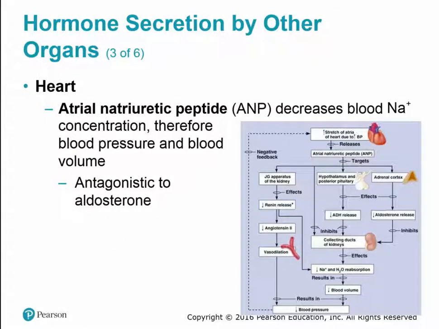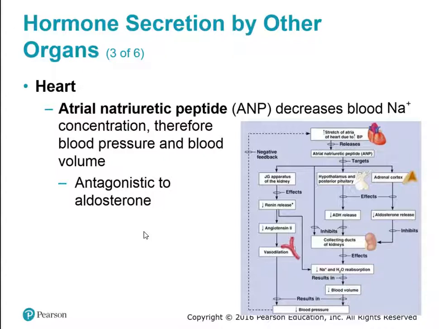So we've already talked about this one a little bit, the atrial natriuretic peptide produced by the heart. We said it was antagonistic to aldosterone because it's going to decrease blood sodium levels. So when blood pressure gets too high, as blood passes through the chambers of the heart, they have special stretch receptors called baroreceptors that detect the pressure of the blood as it flows through the heart.